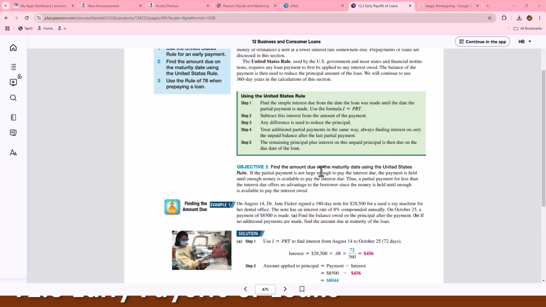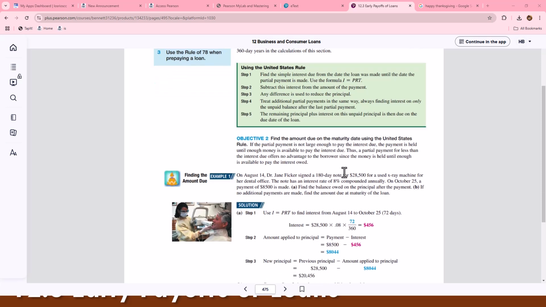Subtract the interest from the amount of the payment, and any difference is used to reduce the principal. Treat additional partial payments in the same way and always find the interest on only the unpaid balance after the last partial payment. Finally, the remaining principal plus interest on this unpaid principal is then due on the due date of the loan.